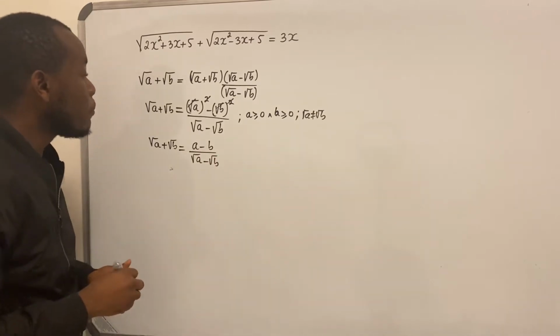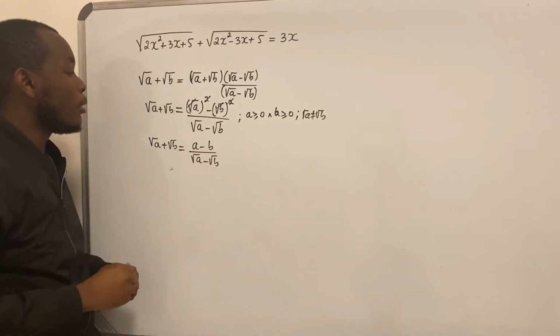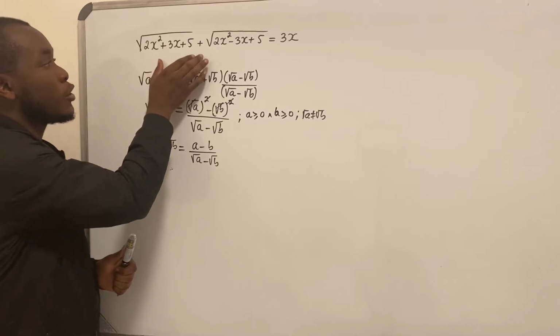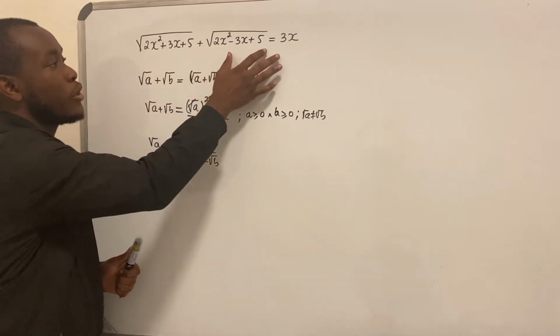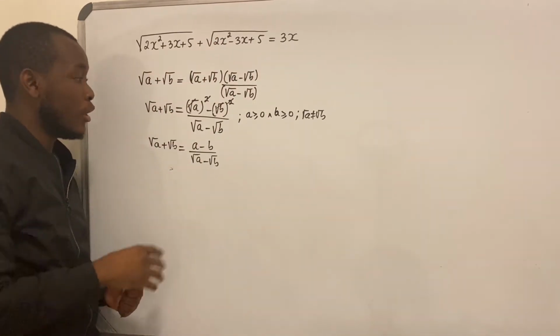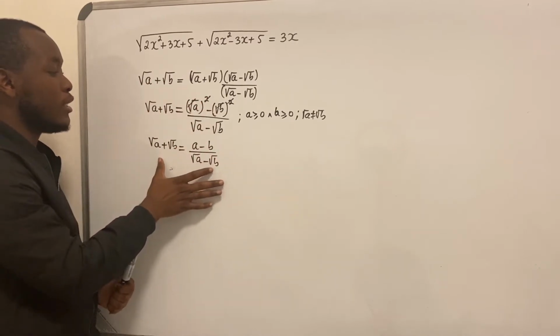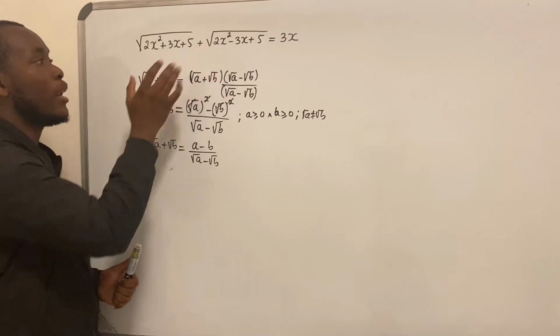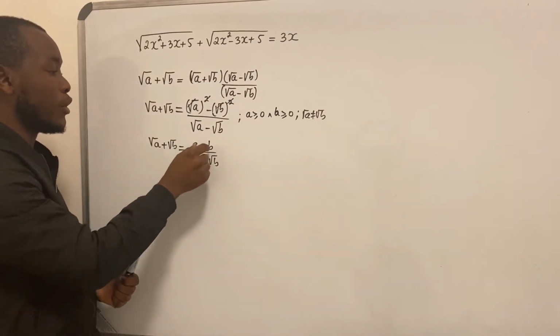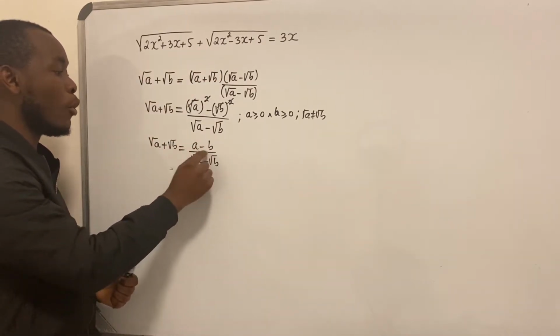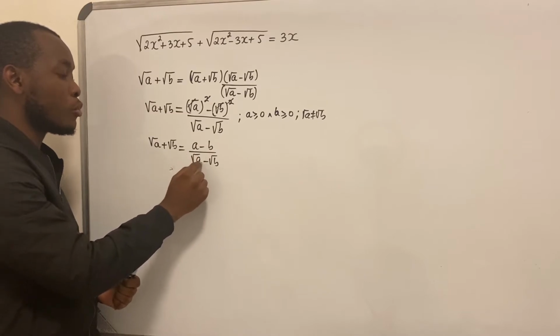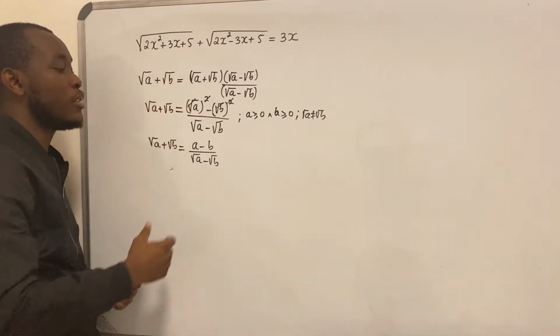All right. Now, if we check, in our problem, we also have square root of an expression plus square root of other expression equal to 3x, which is the same as square root of a plus square root of b. So let's consider this identity here and apply here. We have the difference of the expression inside the square root on top over the square root of the first one minus the square root of the second one, in this case b.